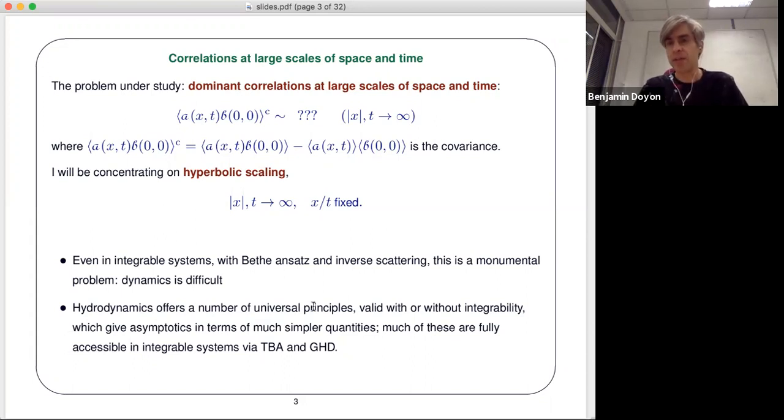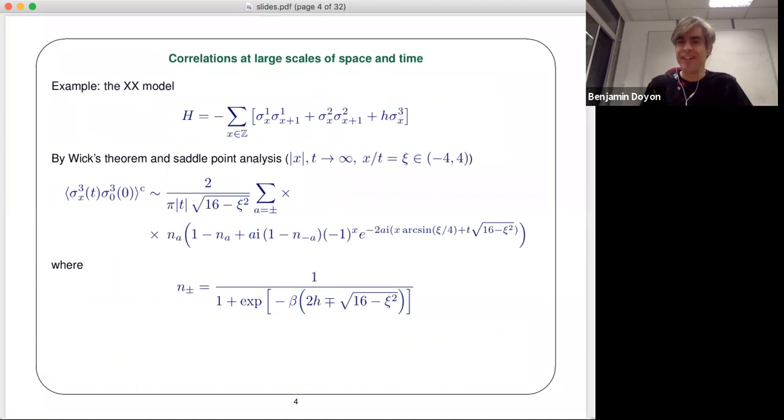And these assumptions are based on hydrodynamic ideas. Hydrodynamics is about waves propagating and this type of thing. The formula that you get from hydro in the end can be implemented using the TBA and what we call nowadays GHD, and gives you formulas you can put on the computer and understand the asymptotics. So I want to get to the XX model that was just discussed. Indeed, for the XX model, quite a lot is known. This is the Hamiltonian of XX, and we're looking at a large space-time asymptotic.